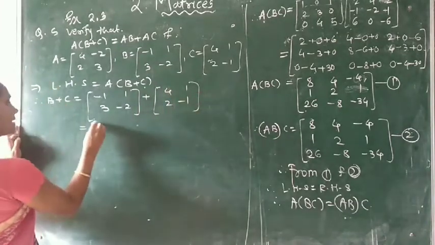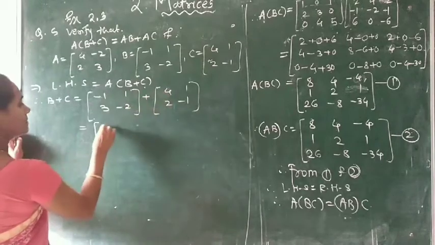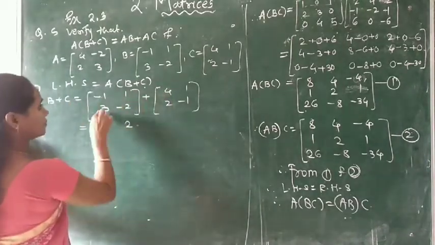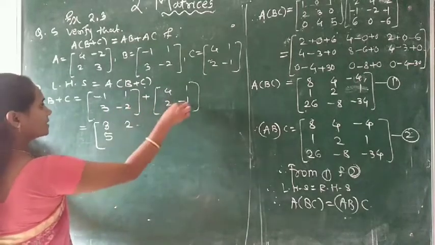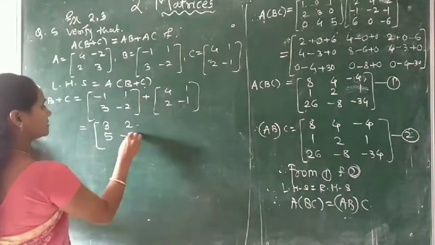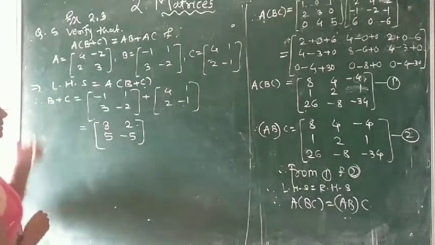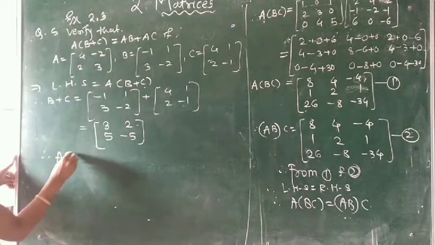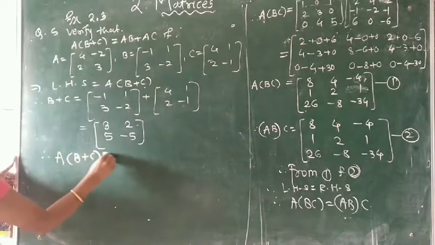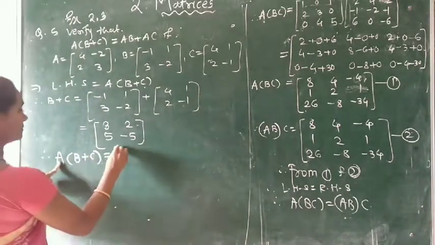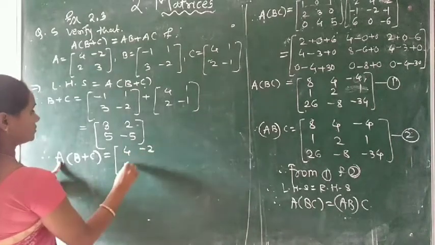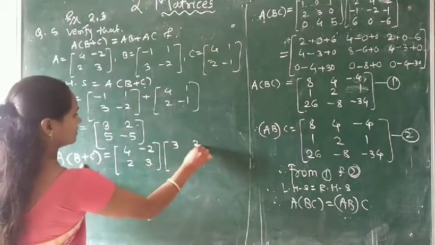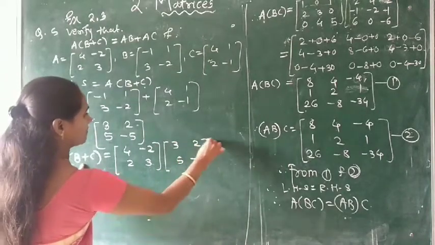For addition, add corresponding elements. Minus 1 plus 4, that is 3. 1 plus 1, 2. 3 plus 2, 5. Minus 2 minus 1, that is minus 5. It is B plus C. Therefore, multiply the matrix A from the left side, which is very important, right or left. So write A [4 -2; 2 3] into B plus C, which is [3 2; 5 -5].